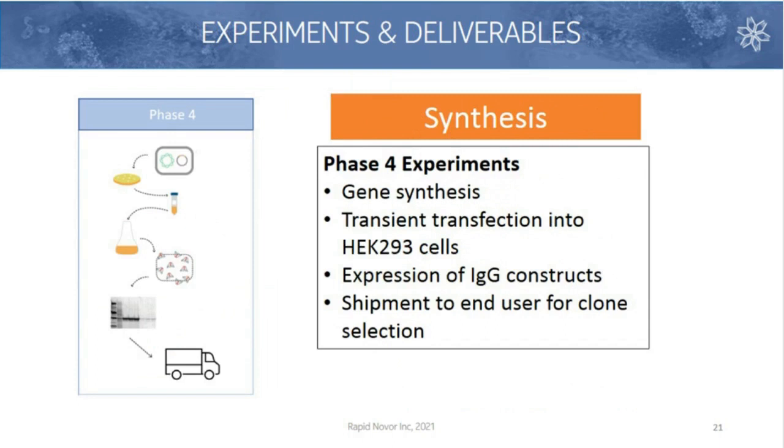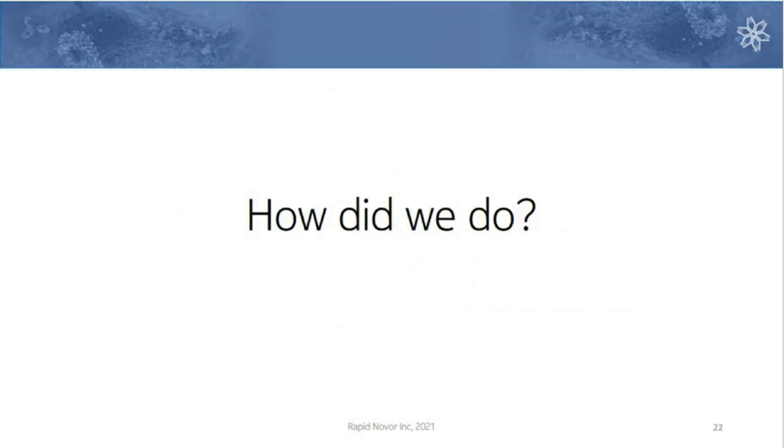Of course, we need to validate the antibodies that we sequence, and this is how we can do this. So we do actually recombinant antibody expression, pretty straightforward. We synthesize the gene of interest, transient transfection in the HEK293 cells. We express those IgGs, and then we ship them off for validation by the end user. So that's the idea. How did we do?